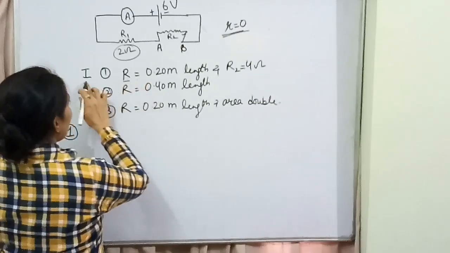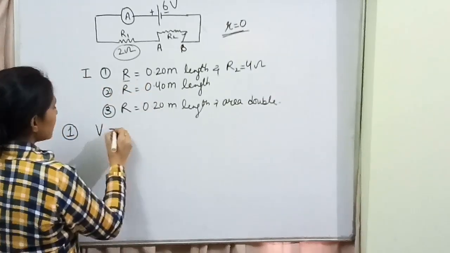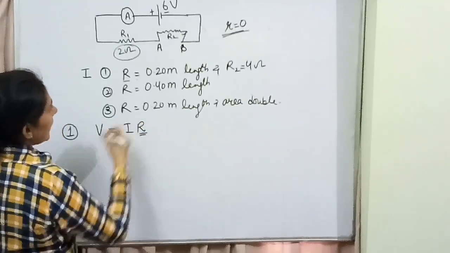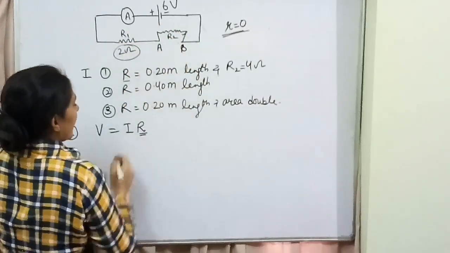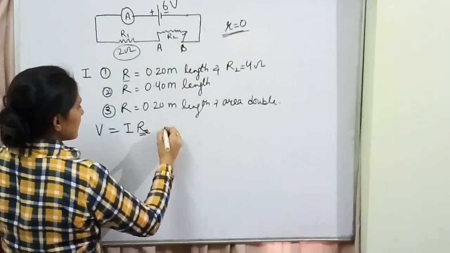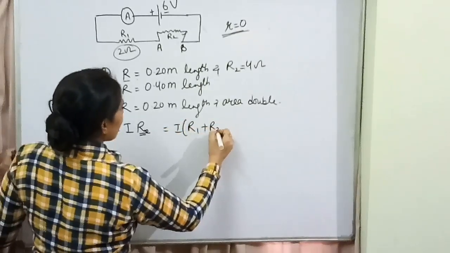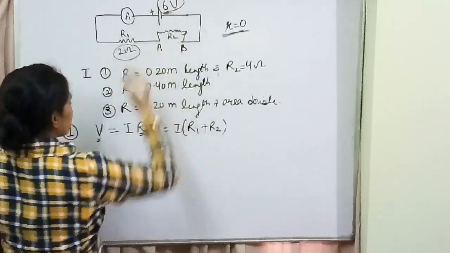So we need to find the current in this first situation. How can we find the current? V is equal to IR. This is our formula. R is the total resistance in this complete circuit, R1 plus R2, so you can write the equivalent resistance, I times R1 plus R2. The value of V is given as 6 volt.